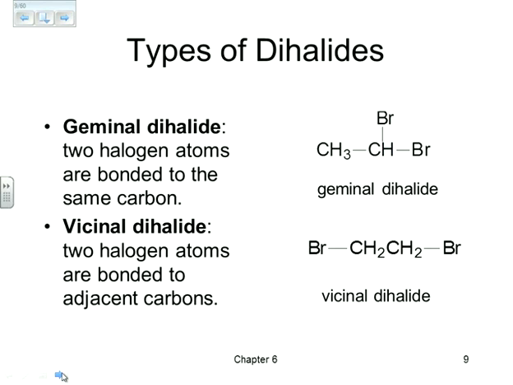Types of dihalides. So di meaning how many? 2. Halides, halogens. So different types. There's geminal, which means they're on the same carbon, and vicinal means they're on neighboring carbons. Do you see here the bromines are on the same carbon? They're bonded to the same one, so that's a geminal dihalide. And do you see here these are on neighboring carbons? So that's the vicinal.